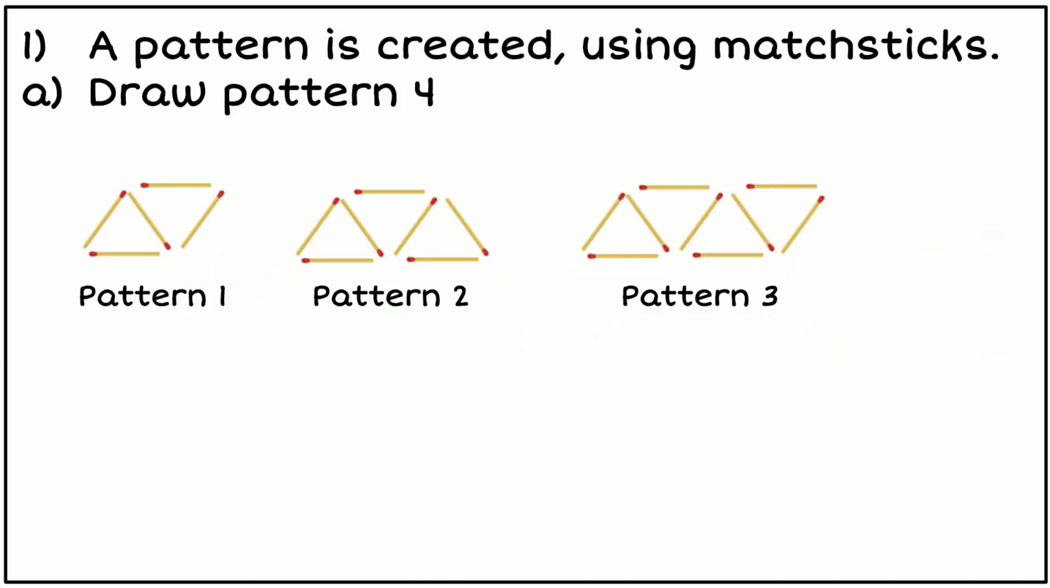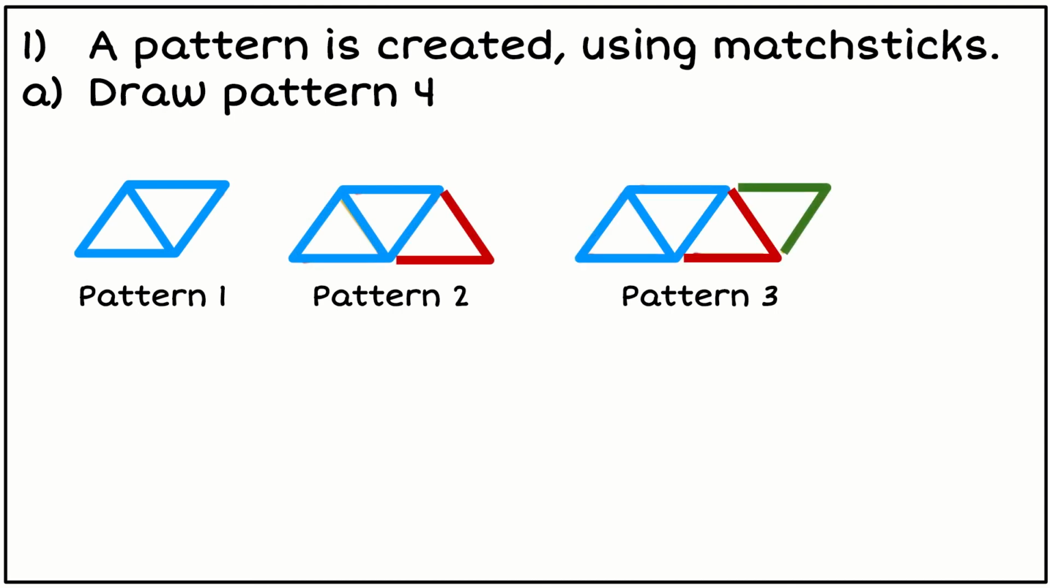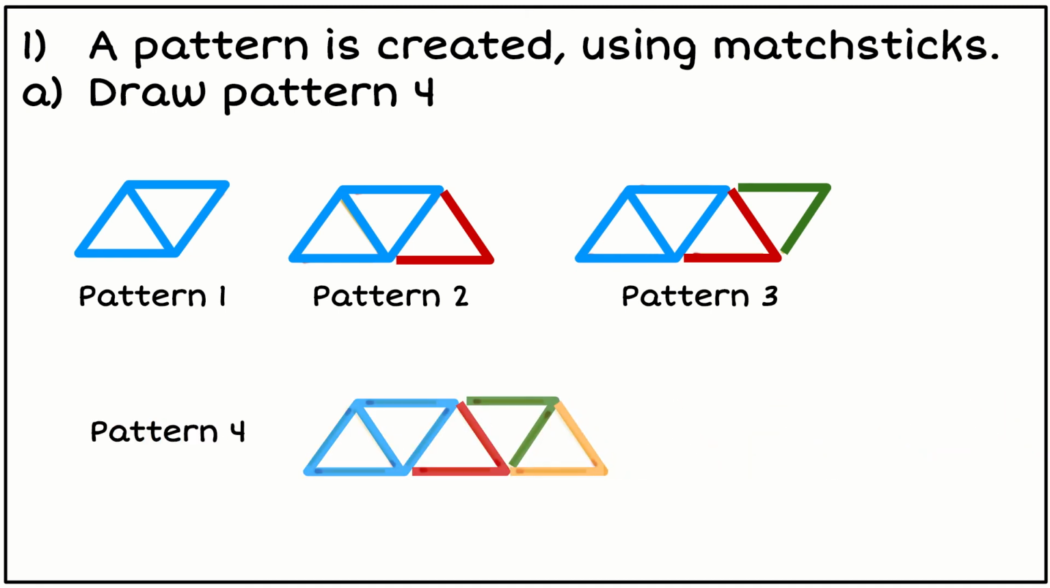Example number 4. So we've got a triangular type pattern here. So identify pattern number 1, and pattern number 2 is 1 plus a bit. Pattern number 3 is 2 plus a bit. So pattern number 4 is pattern number 3 plus a bit.